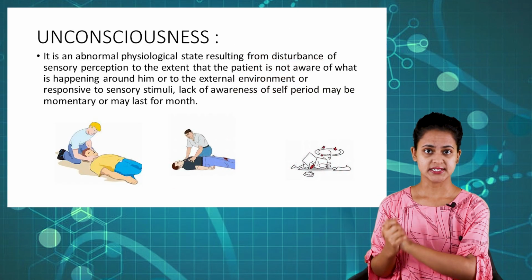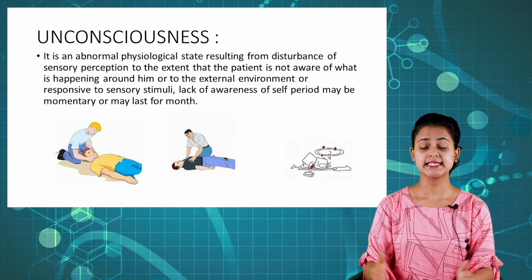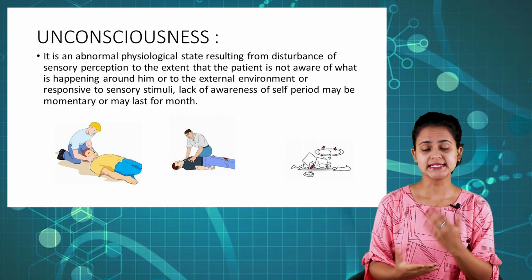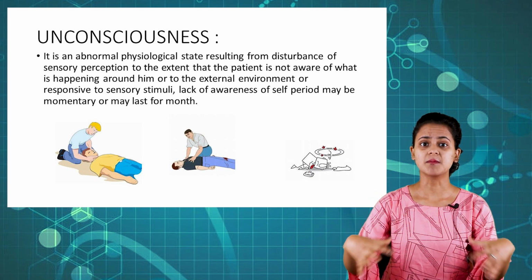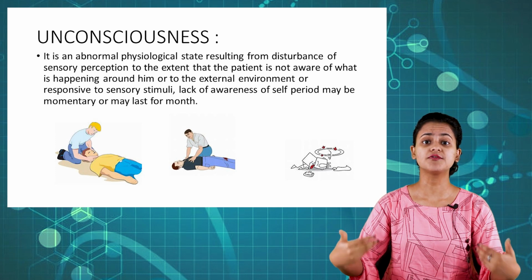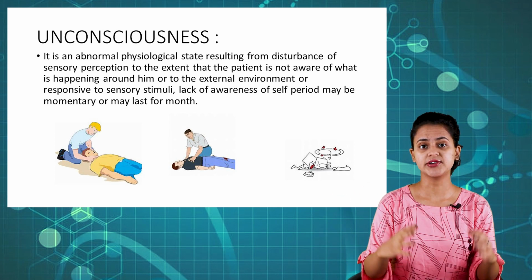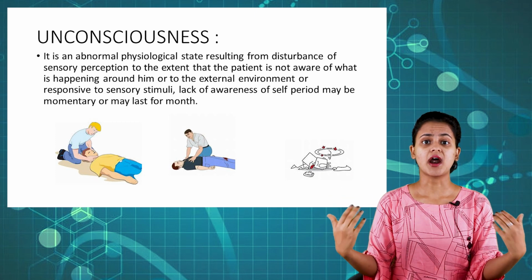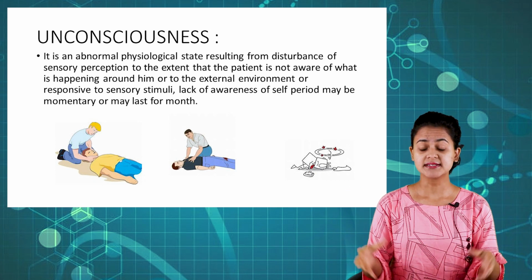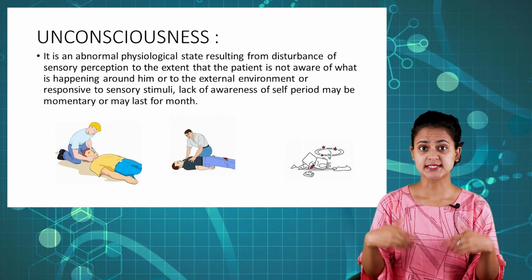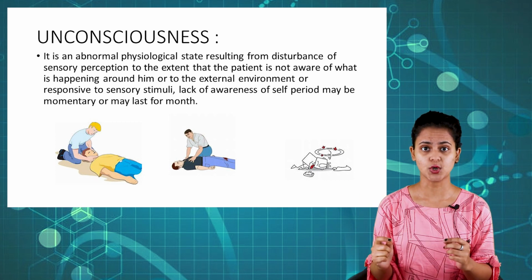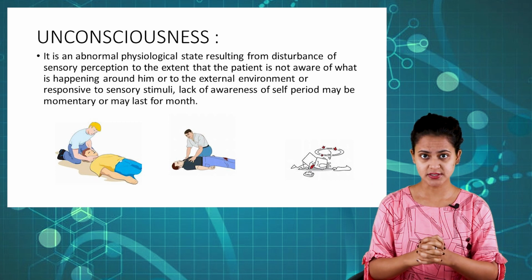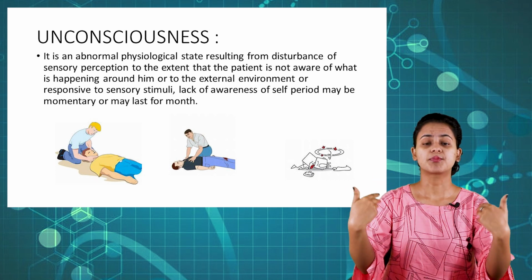As I have suggested, unconsciousness is an abnormal physiological state. Why is it abnormal? Because there are some conditions affecting the normal physiological process. There is a reason the person is not conscious of external stimuli, or is not able to respond to it. Unconsciousness is defined as an abnormal physiological state resulting from disturbance of sensory perception.